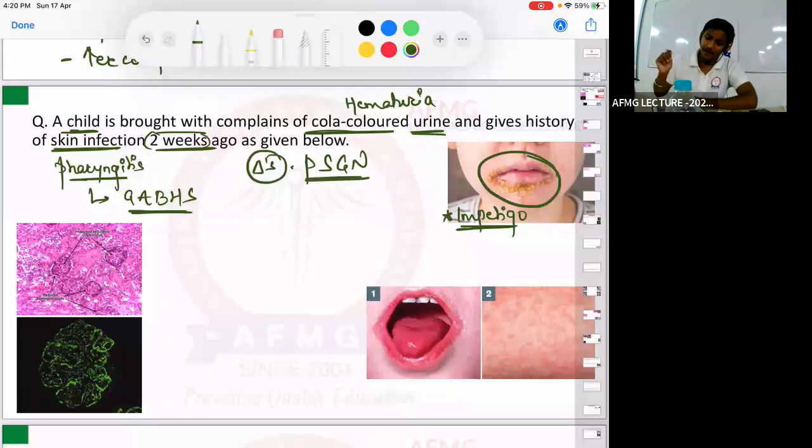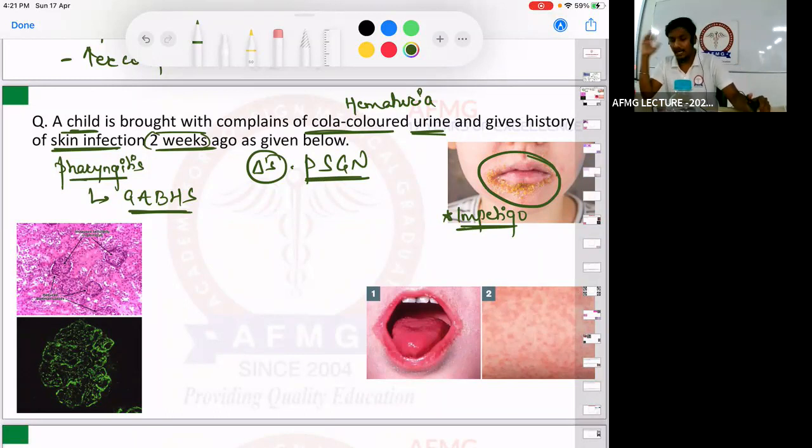glomerulonephritis. Okay. And please remember, post-streptococcal glomerulonephritis is the most common cause of nephritic syndrome in children. The most common cause of nephritic syndrome in adults is IgA.